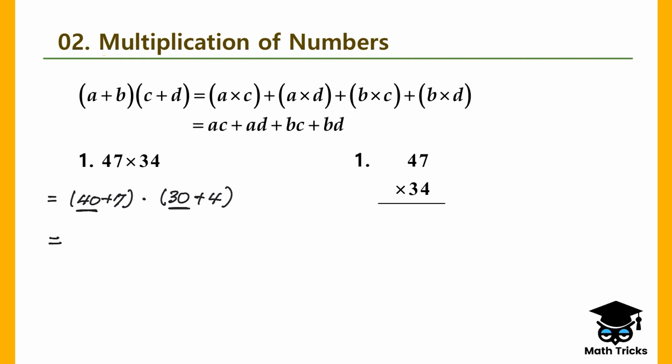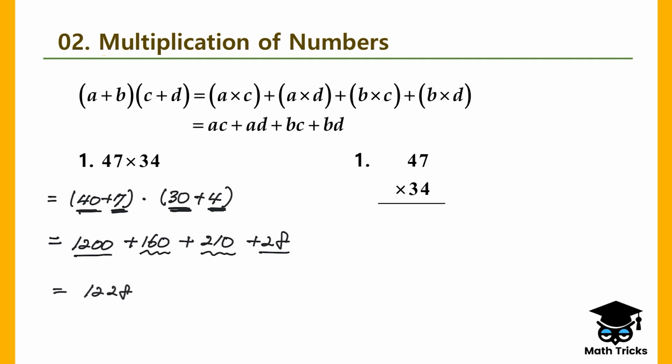40 times 30, that's 1200. And 40 times 4, that's 160. Now, 7 times 30, that's 210. Last, 7 times 4, that's 28. So if we add these two numbers first, that's going to be 1228. And the sum of these two numbers, 16 plus 21, that's 37. So that's 370, right? 370. So write 37 in this position right here.